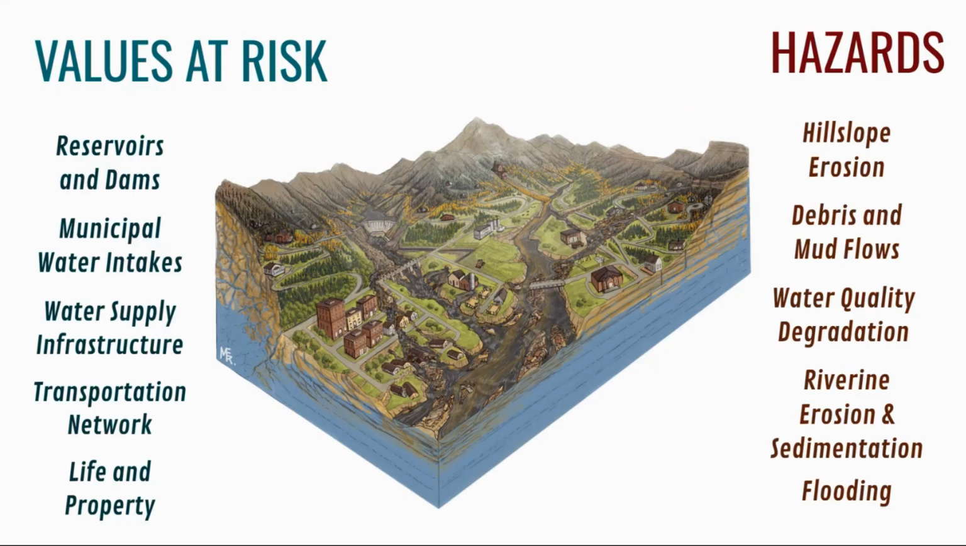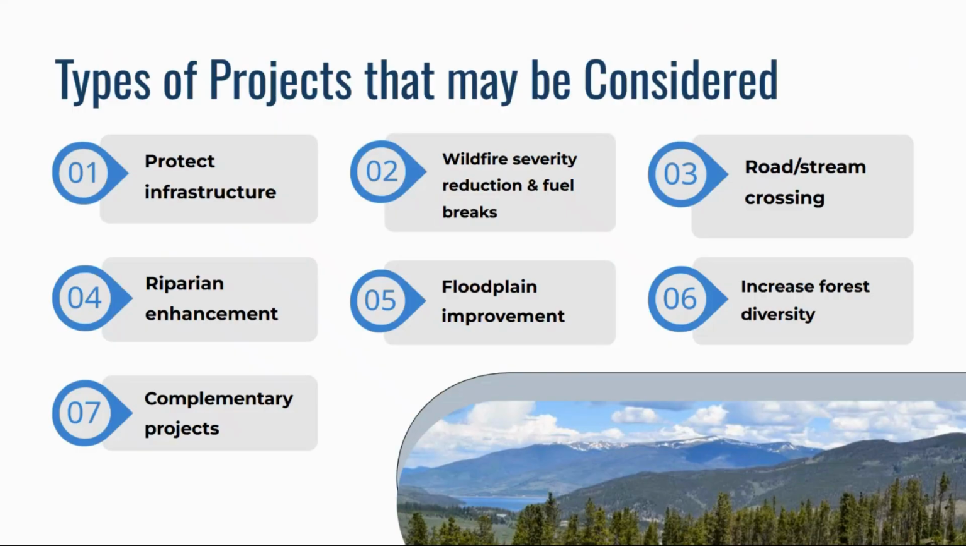And so then what do we do? What kind of projects would we propose to do? Obviously protecting infrastructure is pretty obvious. That makes a lot of sense. And this wildfire severity reduction in fuel breaks is just a way to remove some of the fuel from the landscape, trees, green stuff that would burn up and cause extra heat and increased severity.